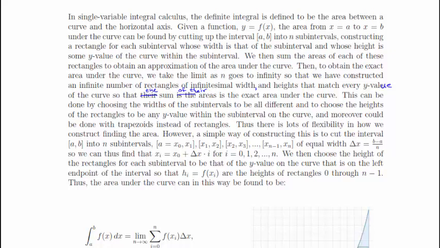Then to obtain the exact area under the curve, we take the limit as n goes to infinity, so that we have constructed an infinite number of rectangles of infinitesimal width and heights that match every y value of the curve, so that the sum of their areas is the exact area under the curve. This can be done by choosing the widths of the subintervals to be all different and to choose the heights of the rectangles to be any y value within the subinterval of the curve. Let me kind of show you what I'm saying there.